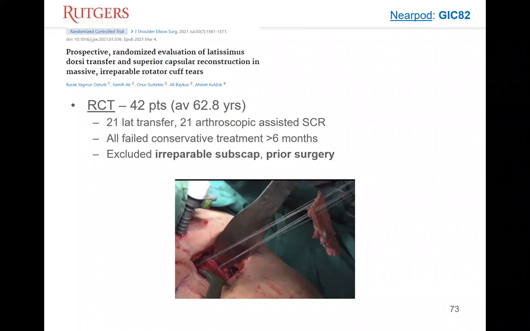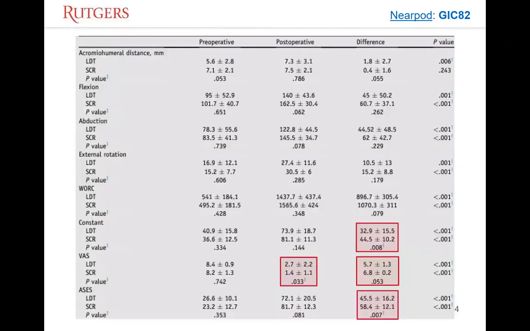Last year, a Turkish group performed a randomized controlled trial comparing lat transfer to superior capsular reconstruction. All the patients failed non-operative management, and patients with irreparable subscap tears or prior surgery were excluded. Those who underwent a lat transfer were augmented with fascia lata autograft, while the primary substrate in the superior capsular reconstruction was fascia lata. They were followed for 2 years, and they found that patients in both groups were similar at baseline.